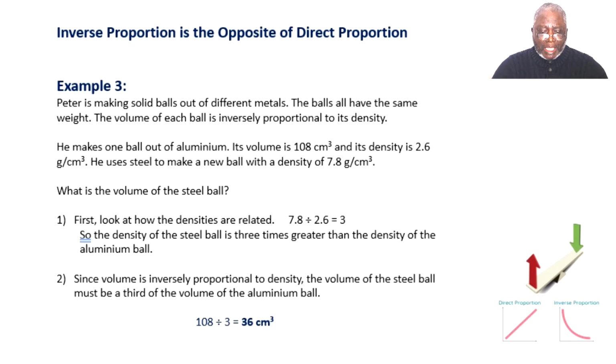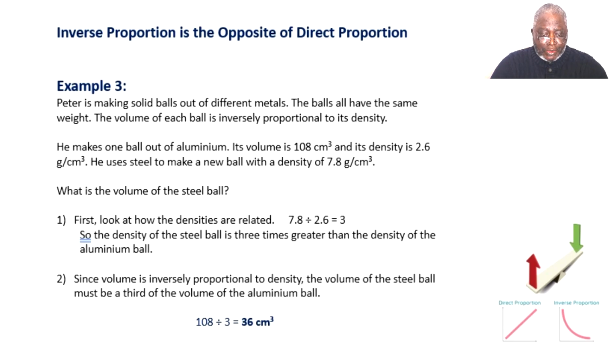First, look at how the densities are related. 7.8 divided by 2.6 is equal to 3. So the density of the steel ball is 3 times greater than the density of the aluminium ball. I'd suggest you Google the meaning of density if you're not quite sure. What density means is how compact something is.